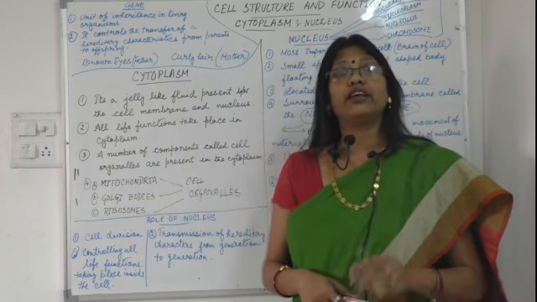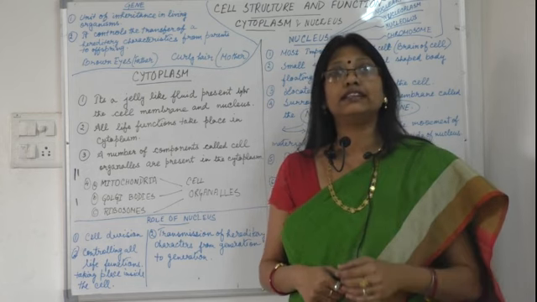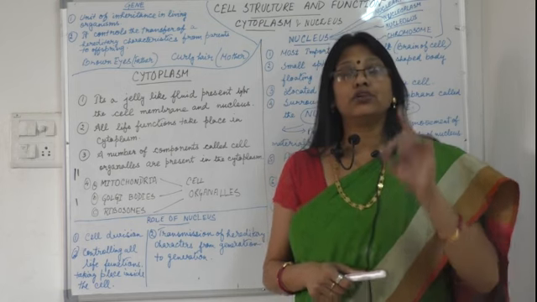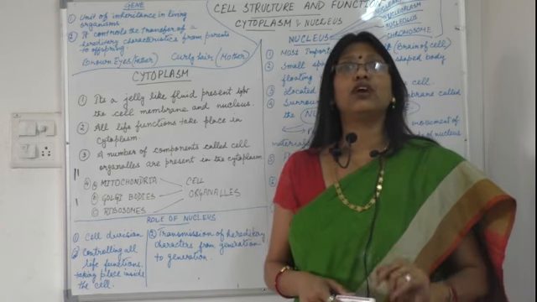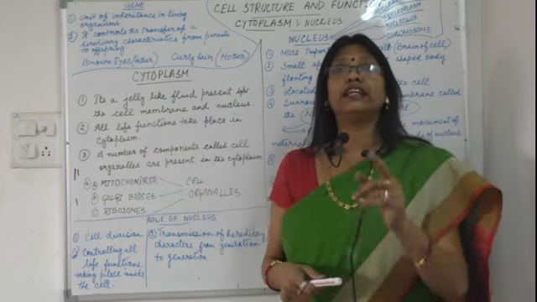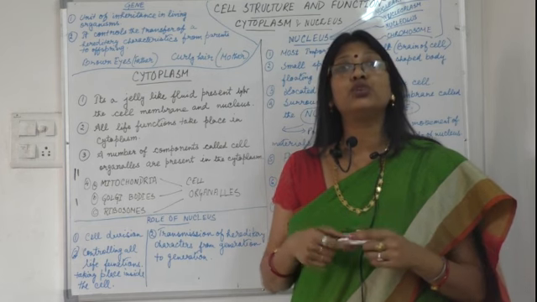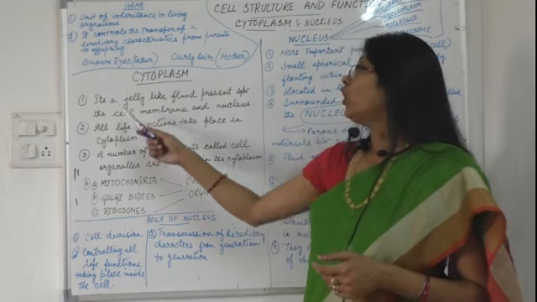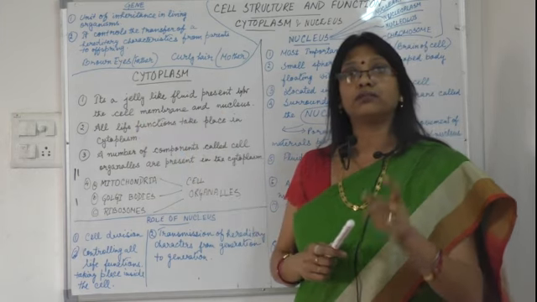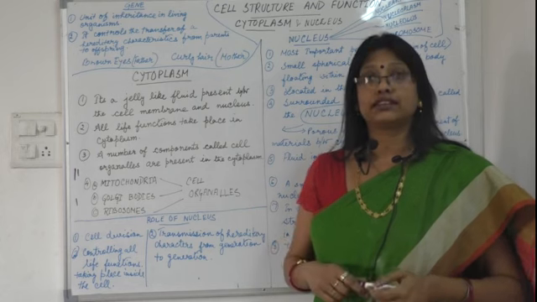As I told you, whenever you are studying science, make sure that you are writing down the points. If you are writing down the points, then it will be easy to remember. So as I told you, there are three points in cytoplasm. Now let's move on to nucleus.